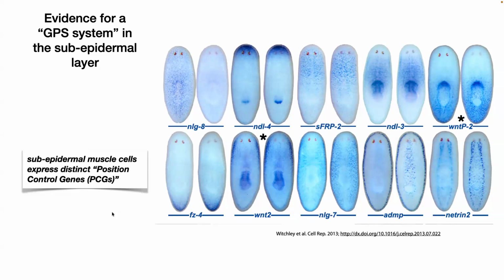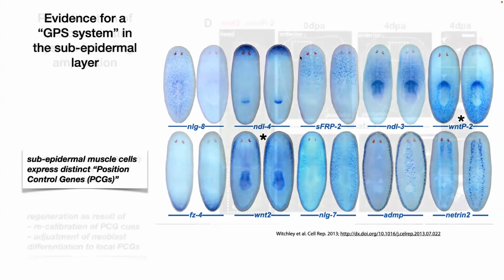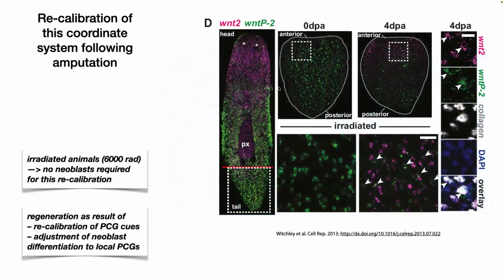regeneration by cutting animals or slicing animals, but they've done this in animals that were completely devoid of the stem cells, the neoblasts, by radiation. And now you wonder whether or not this coordinate system is able to recalibrate in the case of regeneration without the presence of stem cells. So the experiment goes as this.